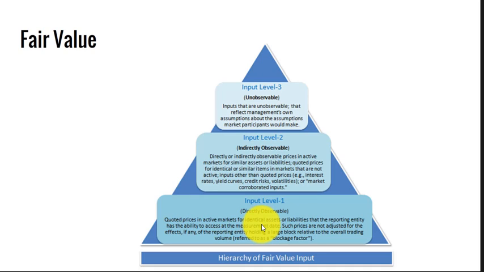GAAP requires that you disclose in your footnotes what of your assets and how much of your assets are valued at each level so that the reader can tell how much of these assets were level 1 that I feel very comfortable with, level 2 sort of comfortable with, or level 3 where I understand and know that these are a lot of estimates and were internal estimates, no external reference points.